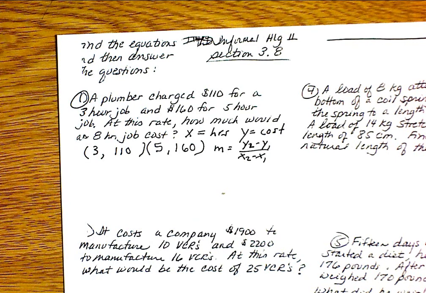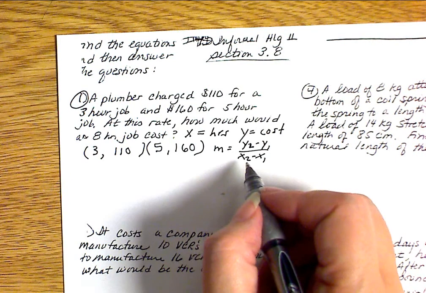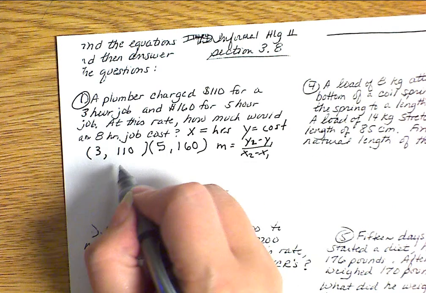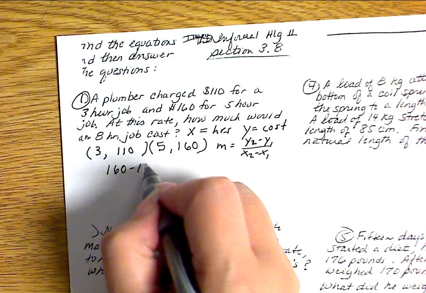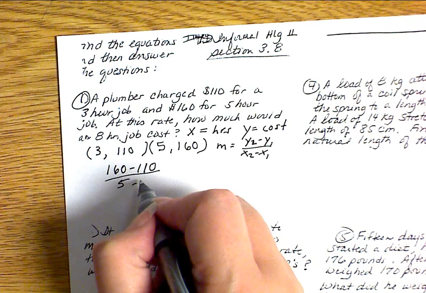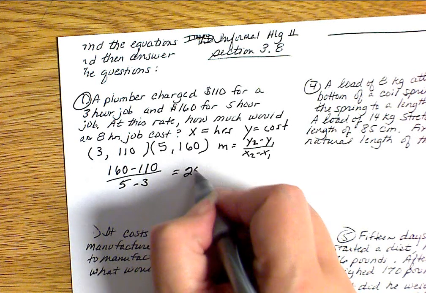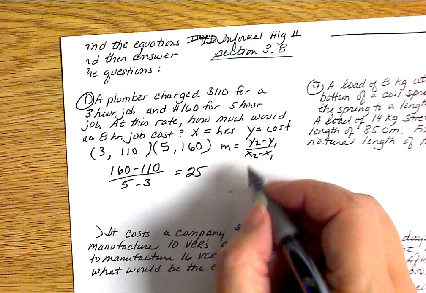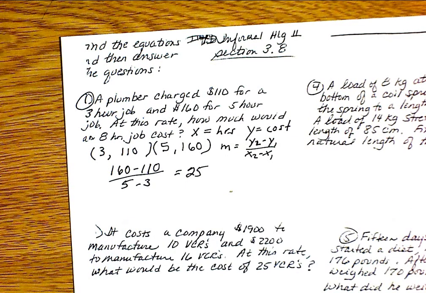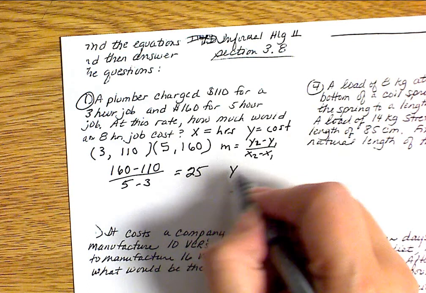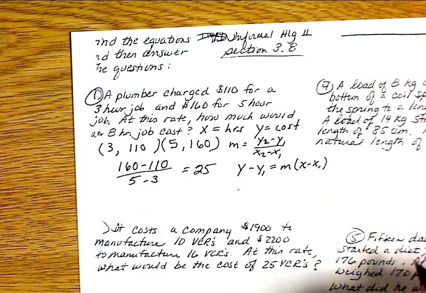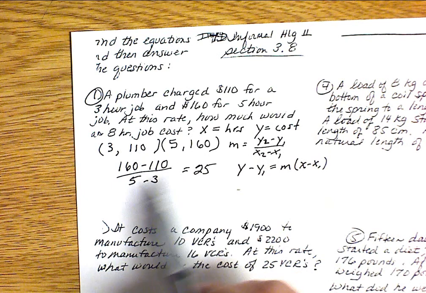Carissa, what did you get for your slope? 25. 25 is right. Anybody, when you subtract 160 minus 110 over 5 minus 3, you should get 25. Then you put it into your equation. Remember, you're putting it into y minus y1 equals m times x minus x1. So do you subtract 1 times 160, you get that, and then you subtract the 3 from the 5, and then you just add what you get?